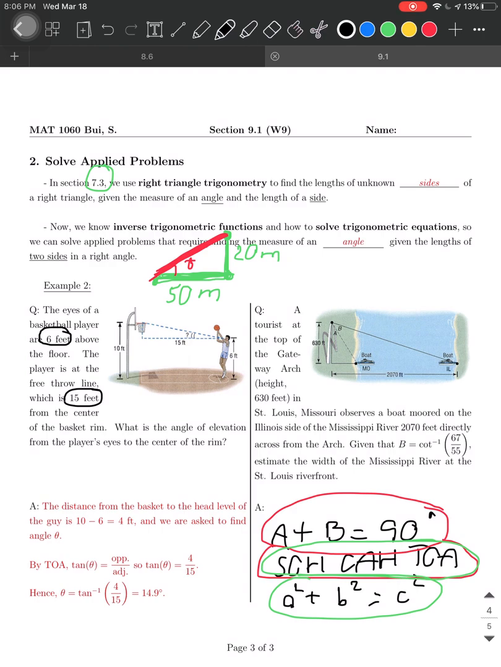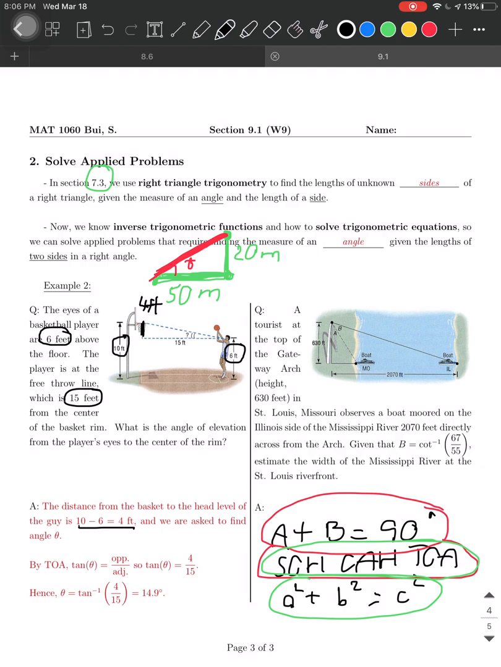So we know that the height of the basket is 10 feet, and the height of the player is 6 feet, right? So right off the bat, the distance from the basket to the head level of the guy should be 4, right? How do I know it? I'm going to do 10 minus 6. That's why I get 4 right here, okay?